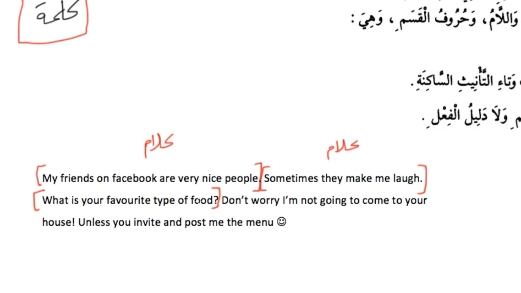So this is basically what a kalam is. It's basically three things. Something that's uttered, it has to be made up of more than one part, at least two or more components, and at the end of it, you need to reach such a point where you know what the other person is saying. It makes sense.